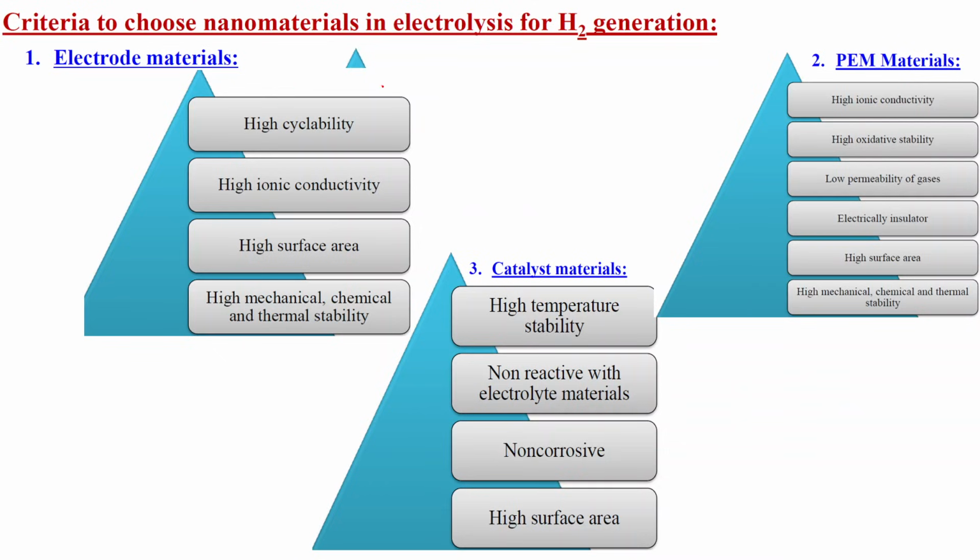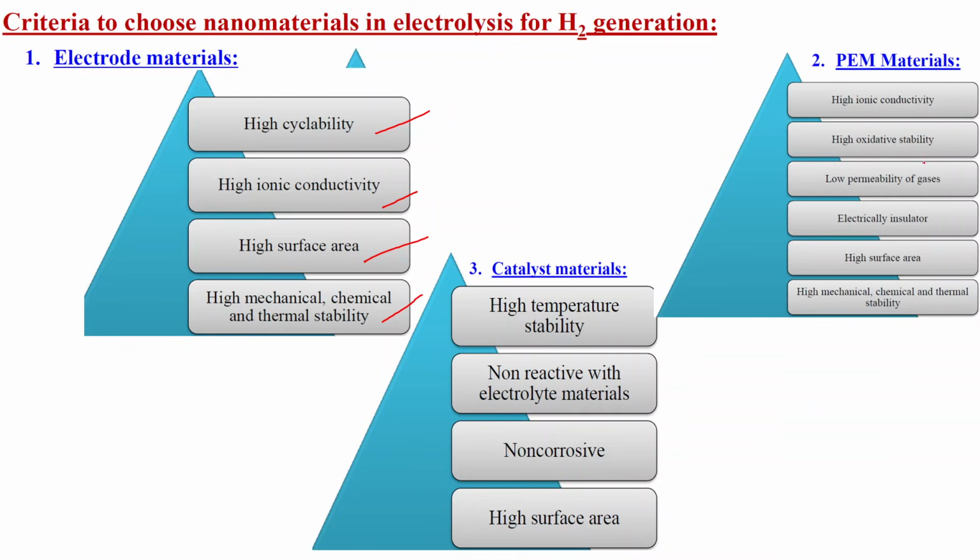To choose the electrode material, the criterion is high cyclability. That means the electrode material should be such that it can undergo many cycles of hydrogen production. It should have higher durability, basically, and the shelf life should be good. Then high ionic conductivity should be there, high surface area should be there, and high mechanical, chemical and thermal stability should be there.